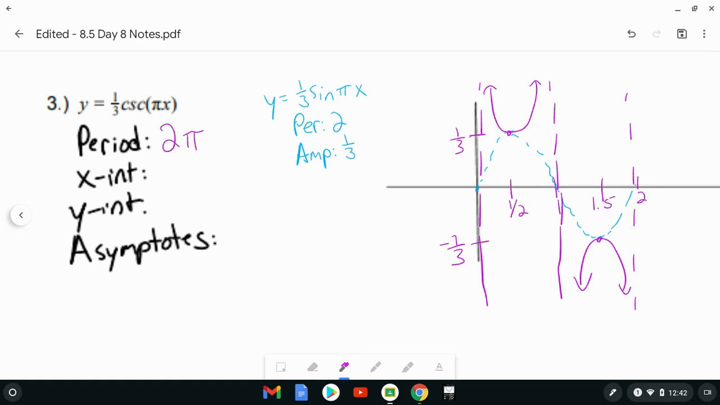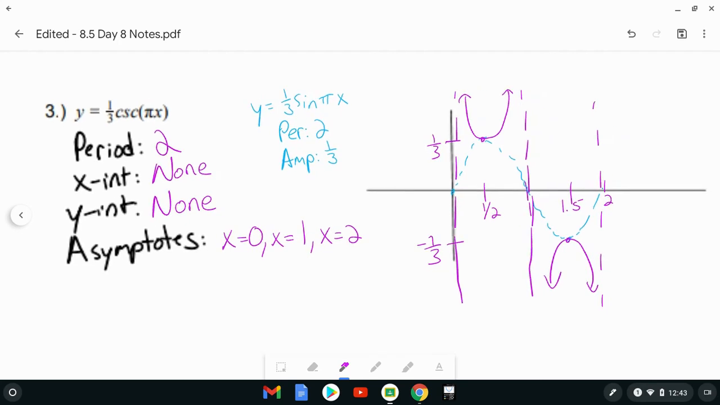In order to match, remember that the cosecant function has the same period, it's just 2, not 2 pi, because the period of sine is 2. The x-intercepts, again, there are none for our reciprocal trig functions in this case. Y-intercepts, we don't have any because there's an asymptote on the y-axis. And then asymptotes in general, we have x equals 0, x equals 1, and x equals 2.